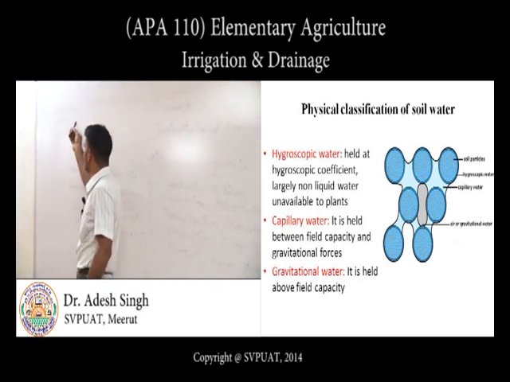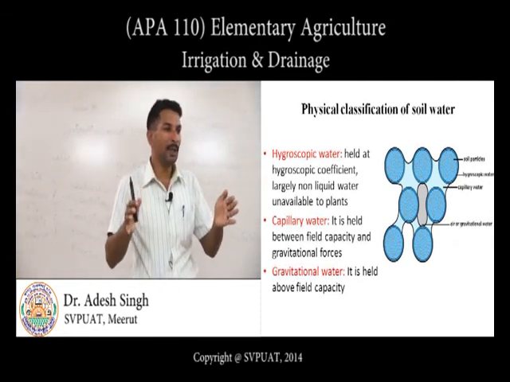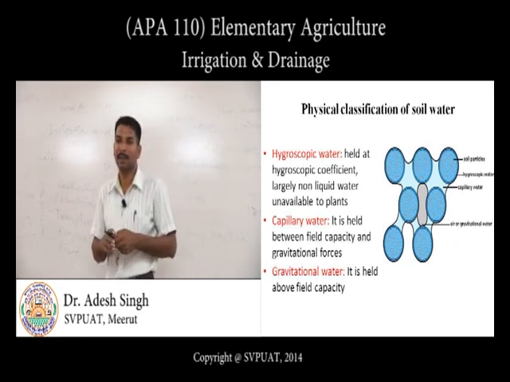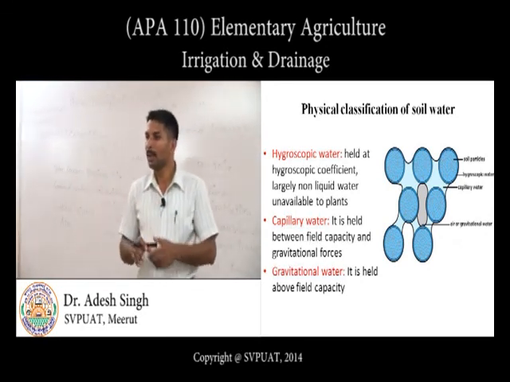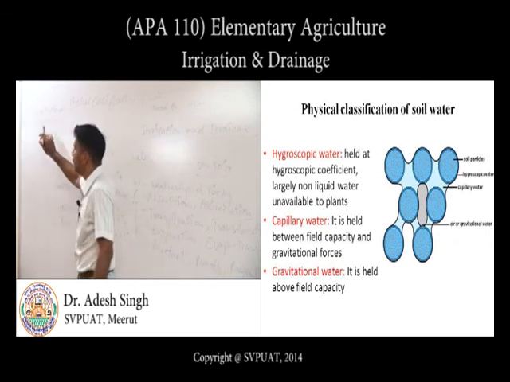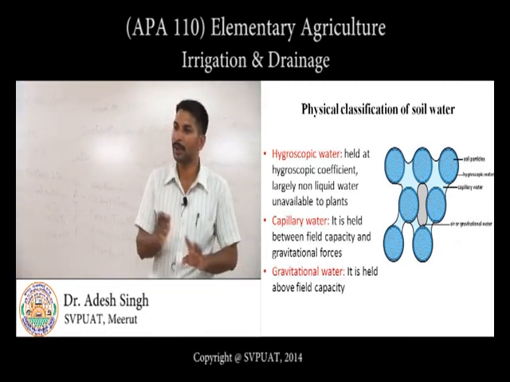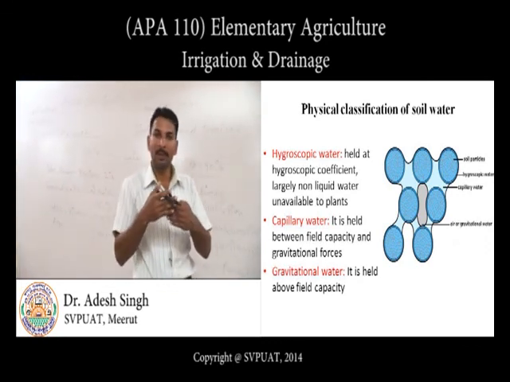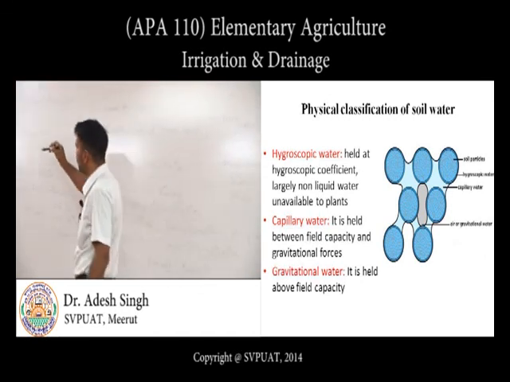And this capillary water is generally held in the soil, between the field capacity and the hygroscopic coefficient. Hygroscopic means whatever water adheres over the soil particle in the vapor form. This capillary water is generally utilized by the crop plants, means a fraction of capillary water is utilized by the crop plants. And this hygroscopic water is tightly held to the soil particle, in the vapor form, so it cannot be utilized by the crop plants.